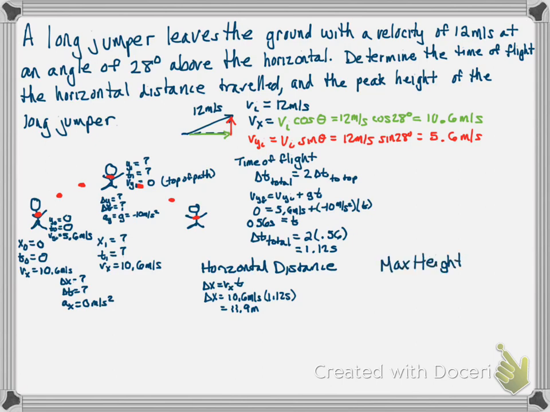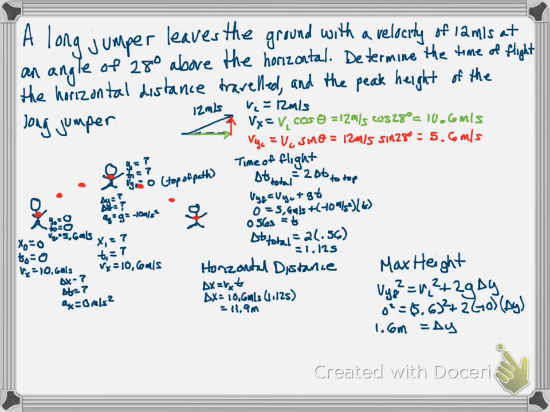Maximum height, so now I already know my time for maximum height. Vf squared equals Vi squared plus 2g delta y. At the top of the path, she's going 0 in the vertical direction. Initial in the vertical direction is 5.6. 2 times negative 10 times delta y. That's going to give me delta y between the ground when she was at 0 and the top of the path. So delta y would equal 1.6 meters.